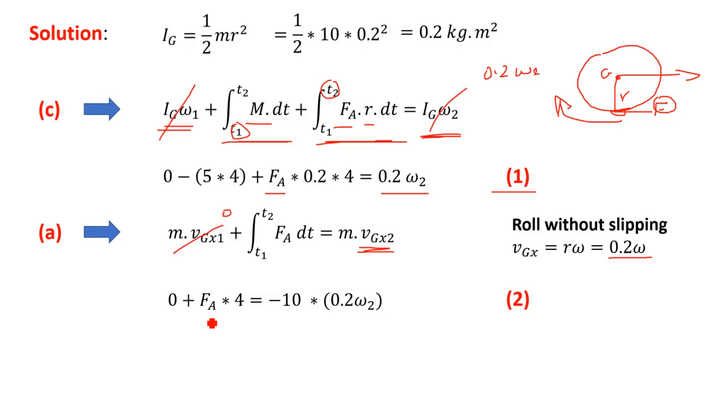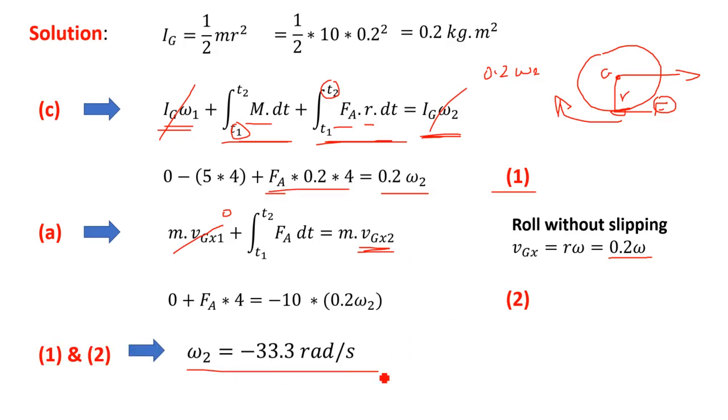Now we have two equations, both having the FA and the omega 2. So I can say from the second equation that the FA is equal to 2, which is 0.2 multiplied by 10 is 2, divided by 4. So this will make it 0.5 omega 2, negative of course. And then we can substitute in the first equation, and we will get the value for omega 2 to be equal to negative 33.3 radian per second. Okay, so that's it. We found the answer for omega.